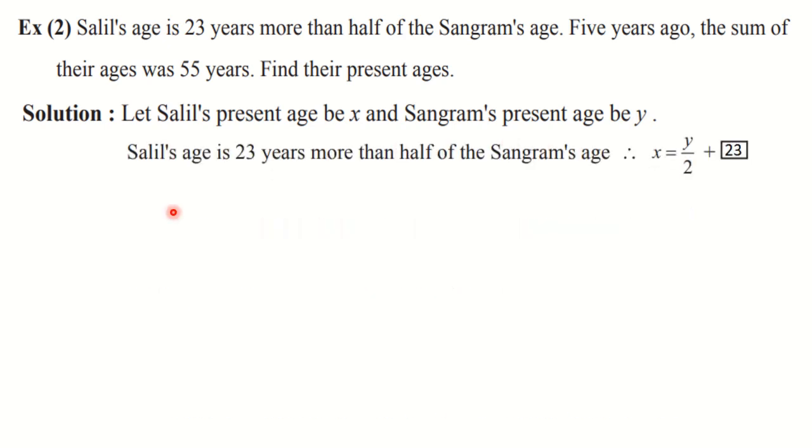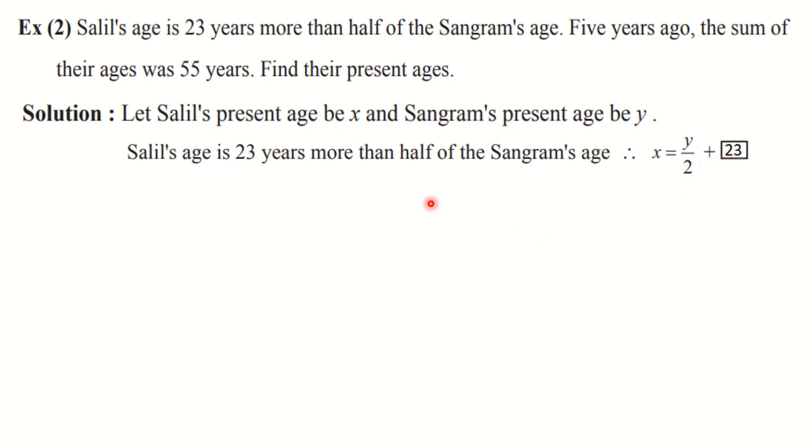Okay, so what you can write down from the first condition is, see, x is equal to y upon 2 plus 23. Now this 23 is not provided. I have written it, so you also write it. Okay, x is equal to y upon 2 plus 23.